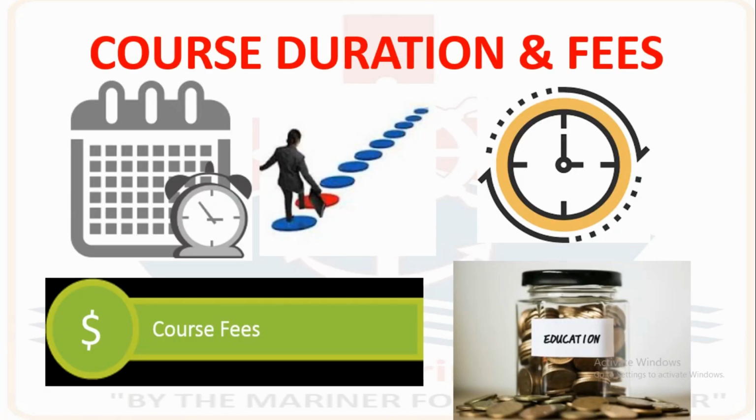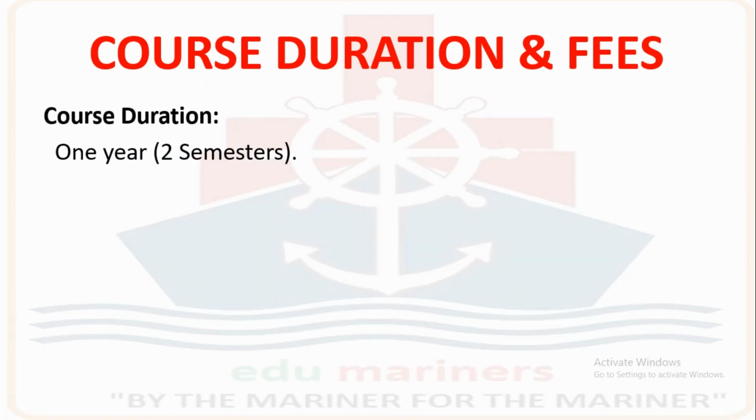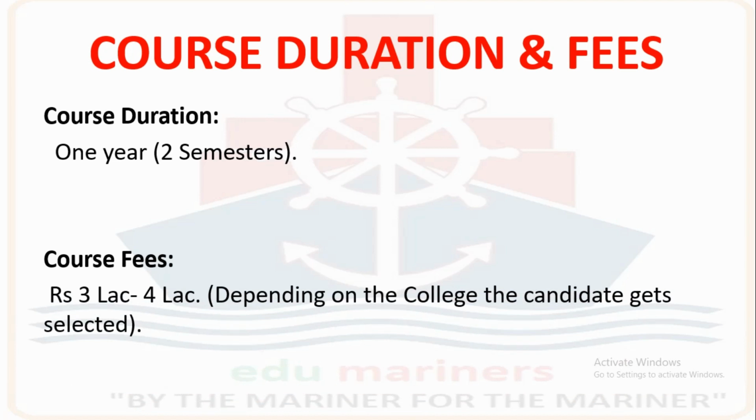So talking about the course duration and the fee, here the course duration is two semesters, each of 6 months, which makes it 1 year, and the course fee is 3 to 4 lakh depending on the college you are selecting. So it varies from 3 to 4 lakhs. Some companies charge 5 lakhs also. So it depends on what college you are choosing and what facilities you are choosing.